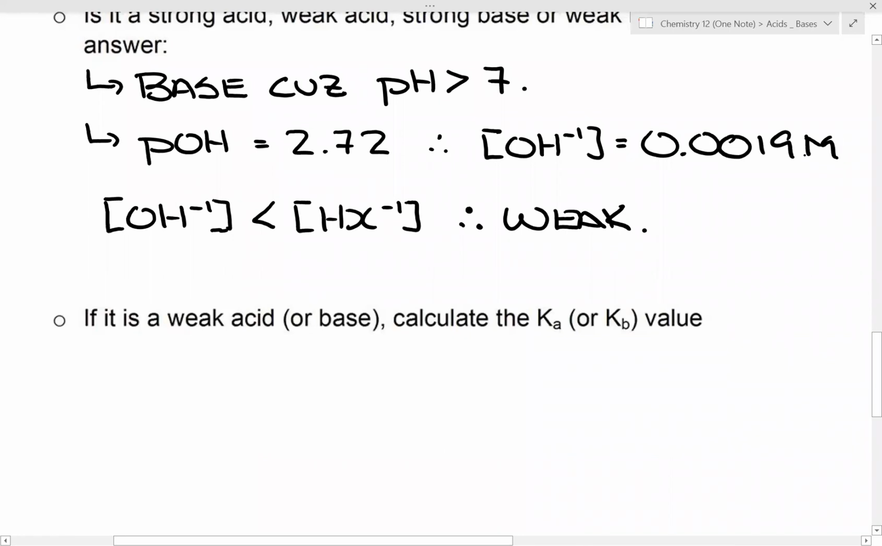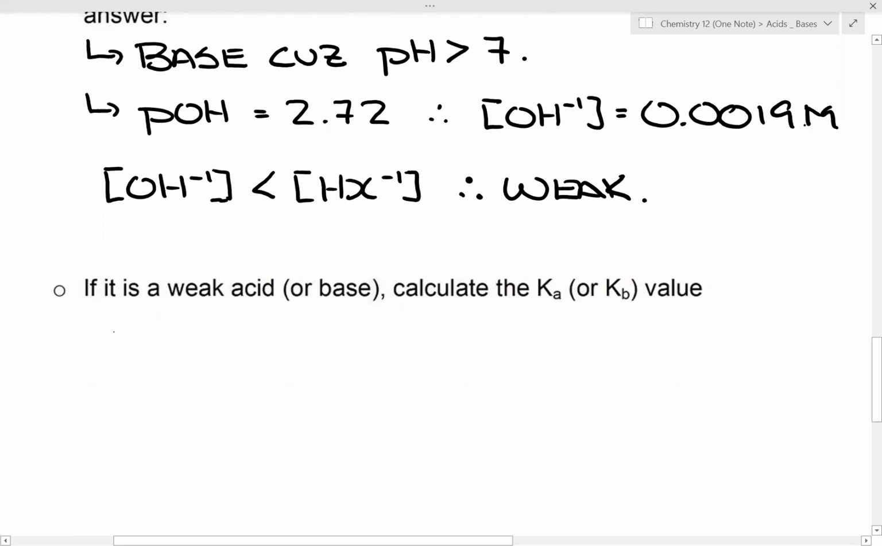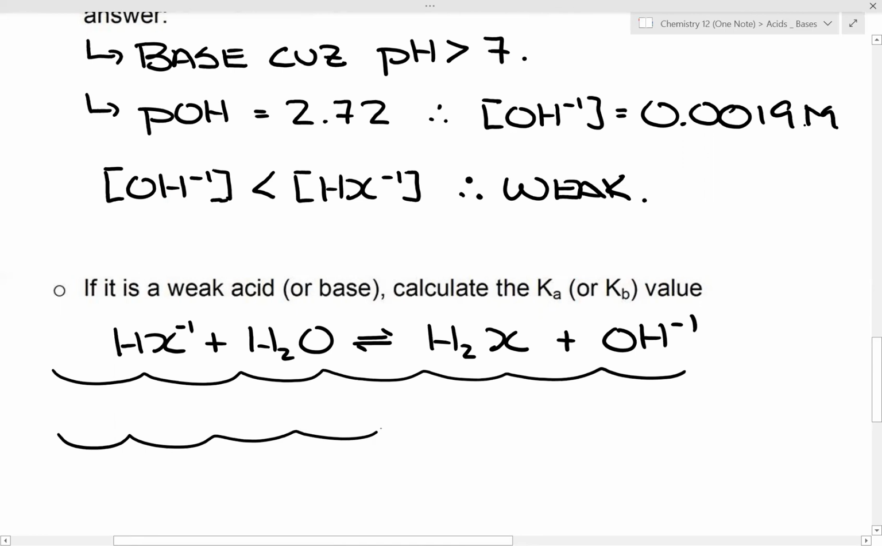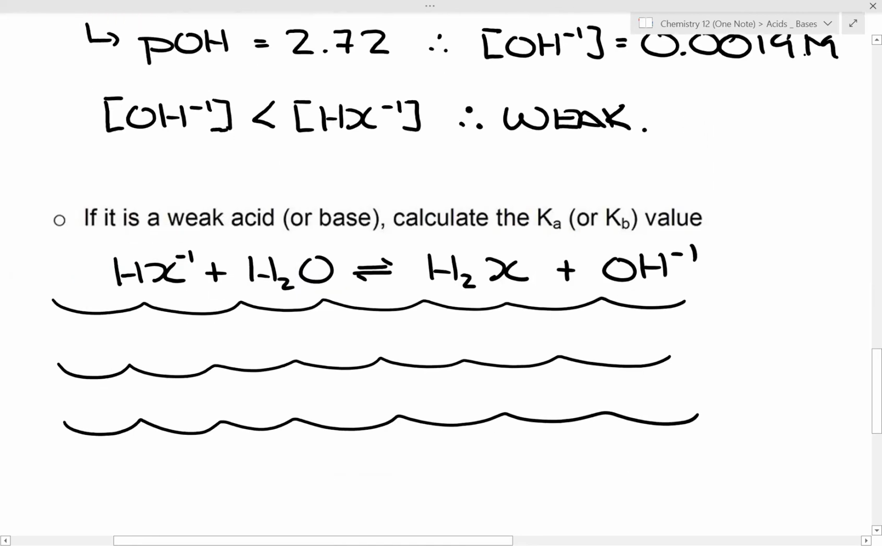Now, what do we do? Calculate the Kb value since it's a weak base. Again, it's HX⁻ plus water. And since it is a base, the HX⁻ absorbs a proton. So that's why it's H2X plus OH⁻. And what we do is we just solve with ICE tables.